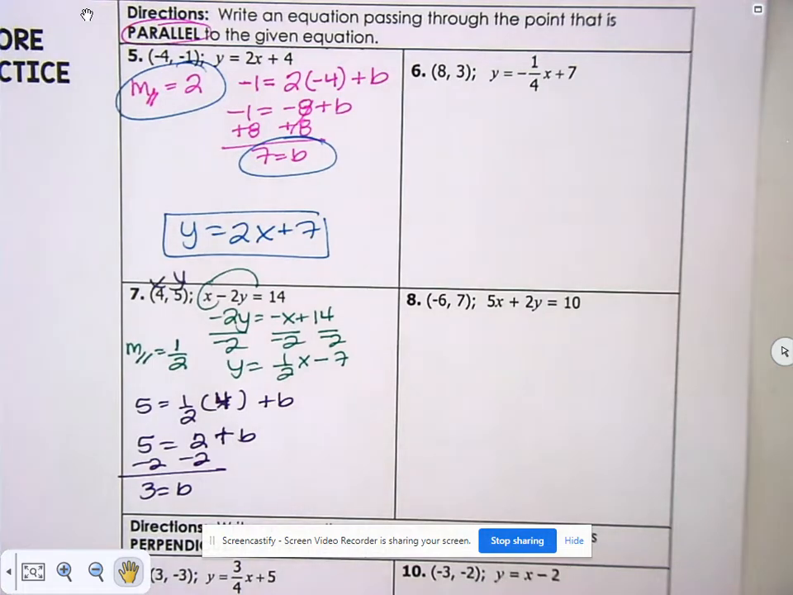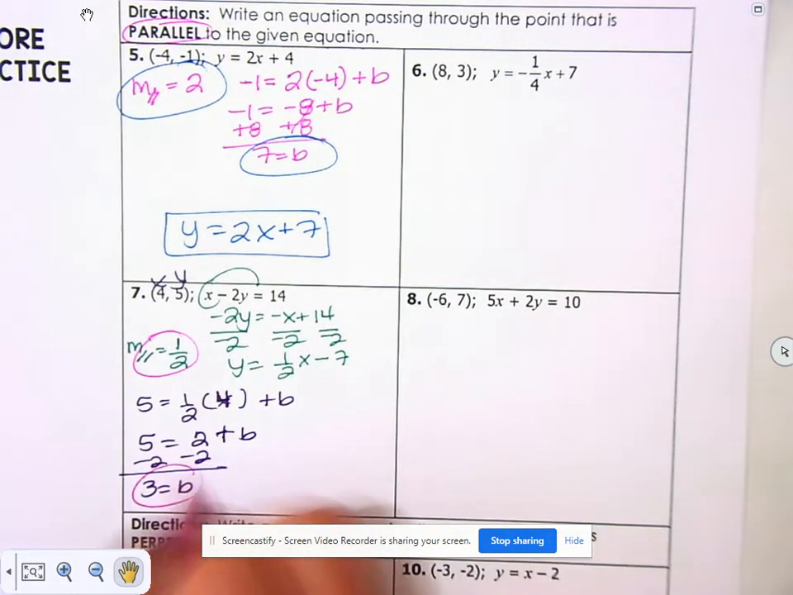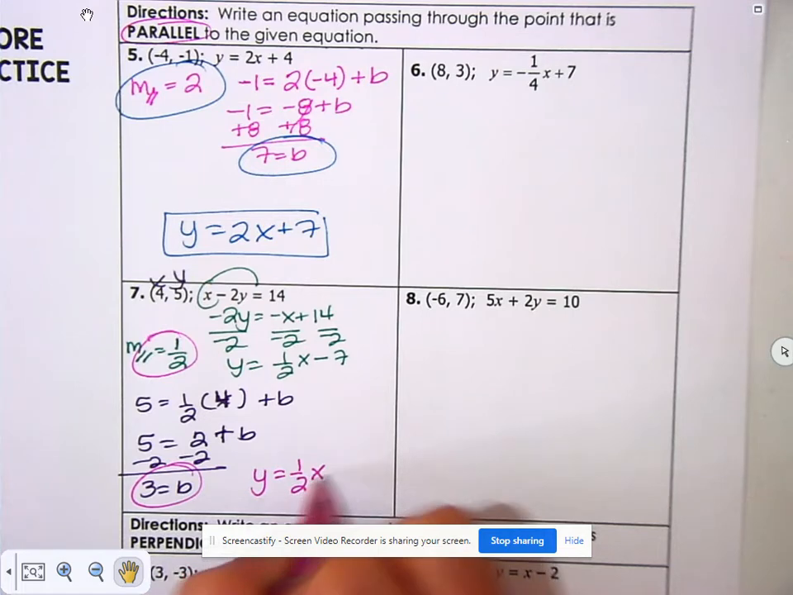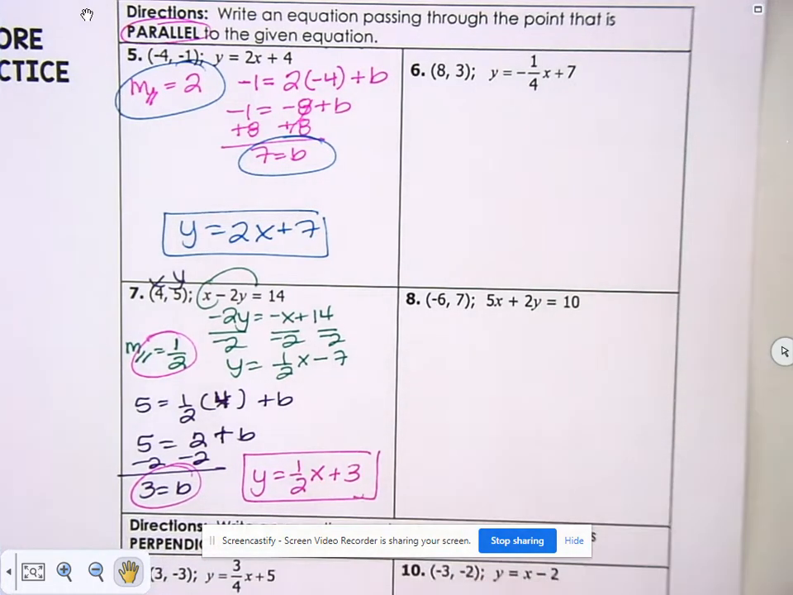So again, here we are. Here's our m. Here's our b. Put it together, y equals 1/2 x plus 3. Okay, those are our two parallel ones.